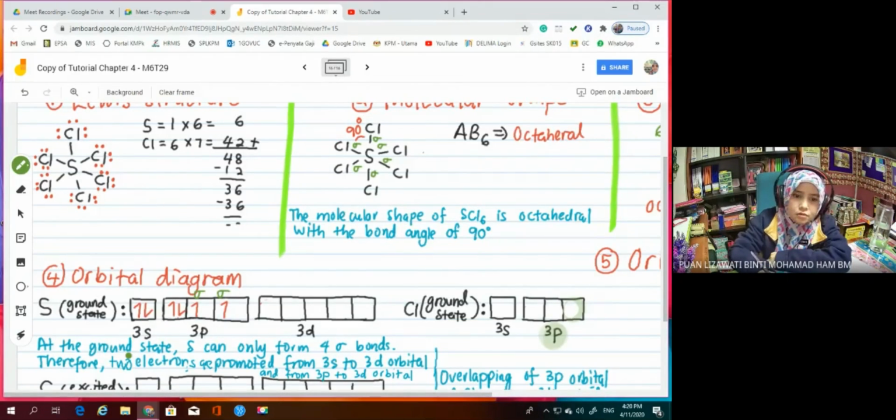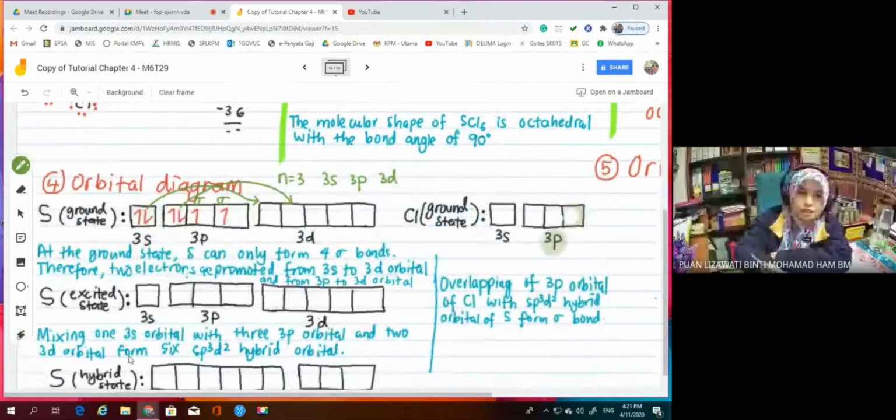So that's why 1 electron from 3s is promoted to 3d. And the other one from 3p is promoted to 3d. Noted here, even though the 3d orbital is empty without any electron, we have to draw it. Why? Since at n equals 3, the shell has 3s, 3p, and 3d. And then we want to show that the electron is promoted from 3p to 3d. So you can write like this.